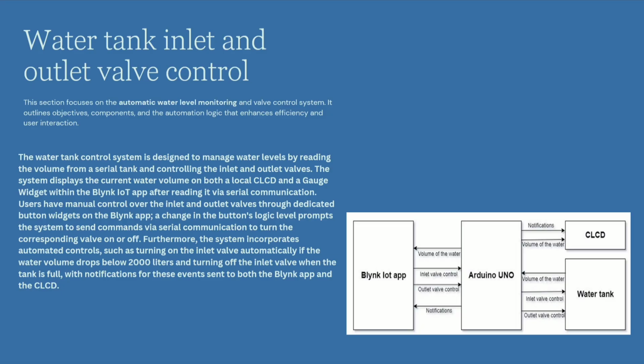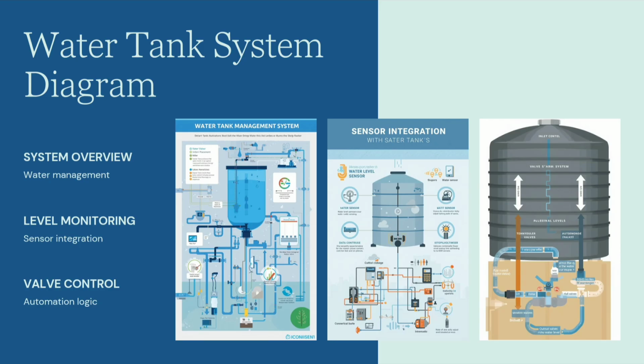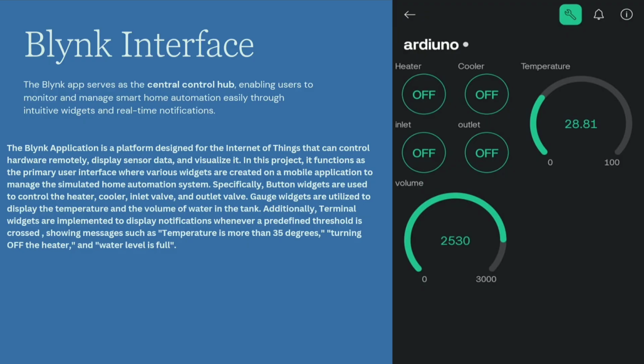Here is one of the block diagrams. Here is the water management system monitoring the water level, with the valve controller and the automatic logic we wrote. Here is the Blynk interface we made, with the inlet and outlet valves, the heater and cooler buttons, the water capacity, and how many degrees the temperature is in the room.